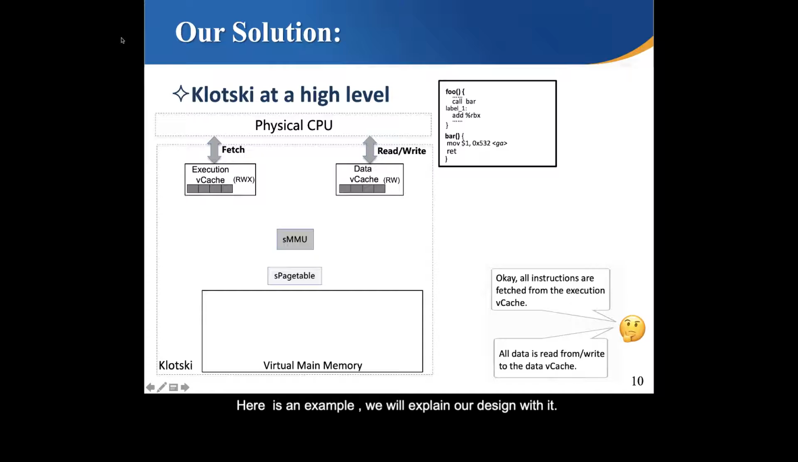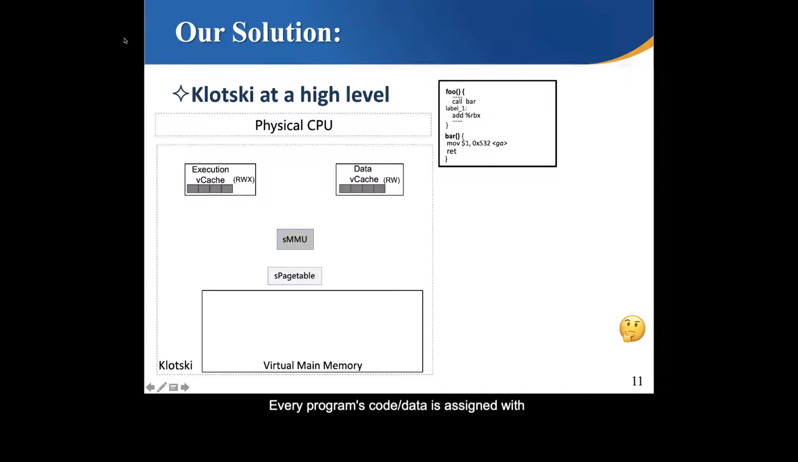Here is an example. We will explain our design with it. In this example, function foo calls function bar. The function bar stores constant 1 to a global value ga, then returns to the function foo. Every program's code and data is assigned a logic address at compile time.